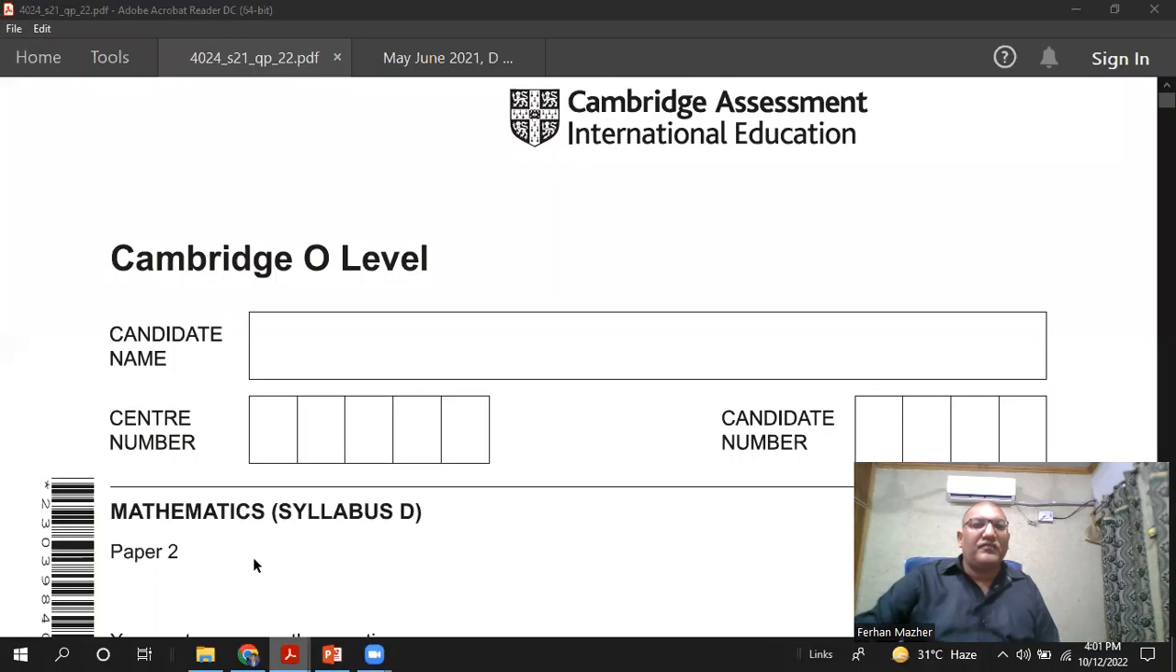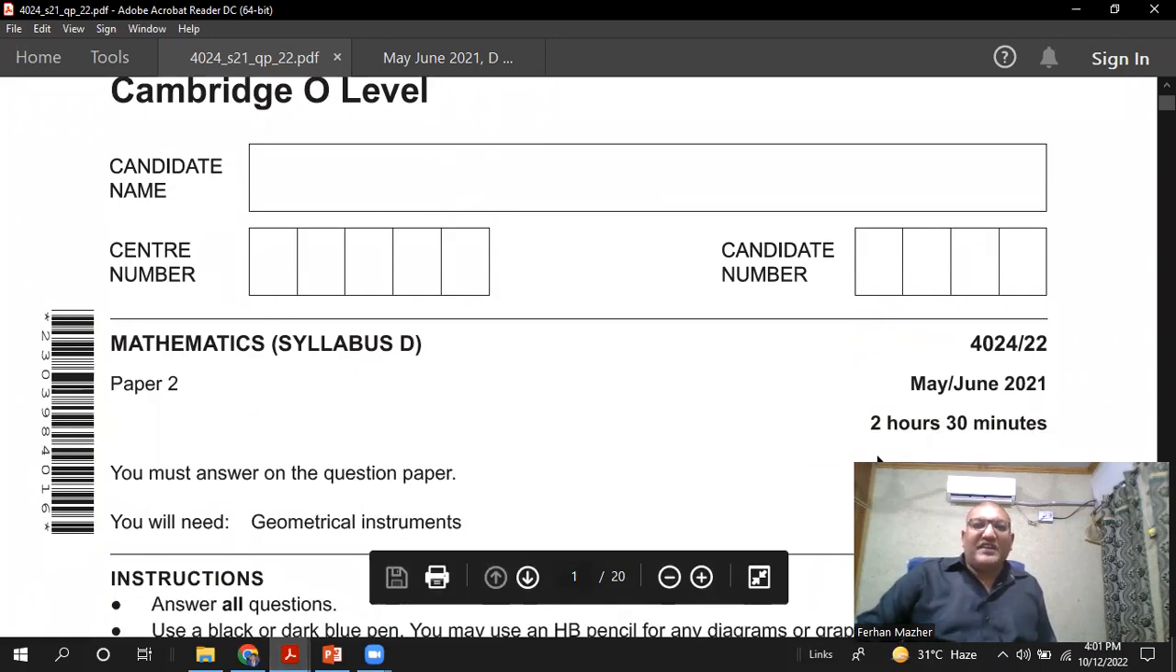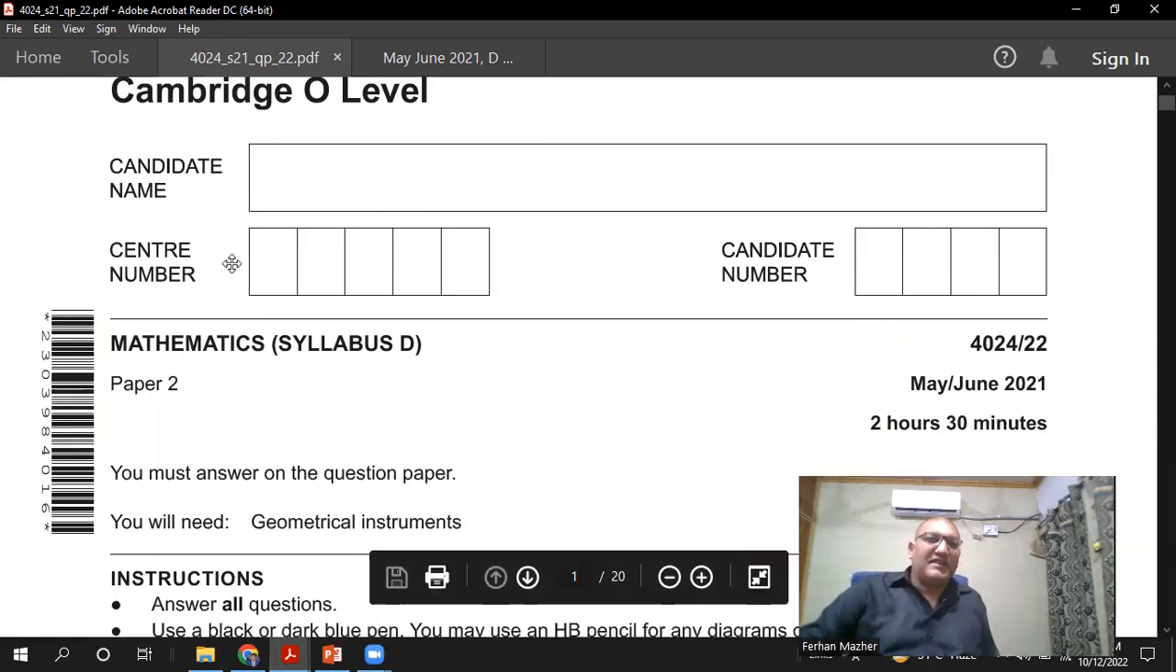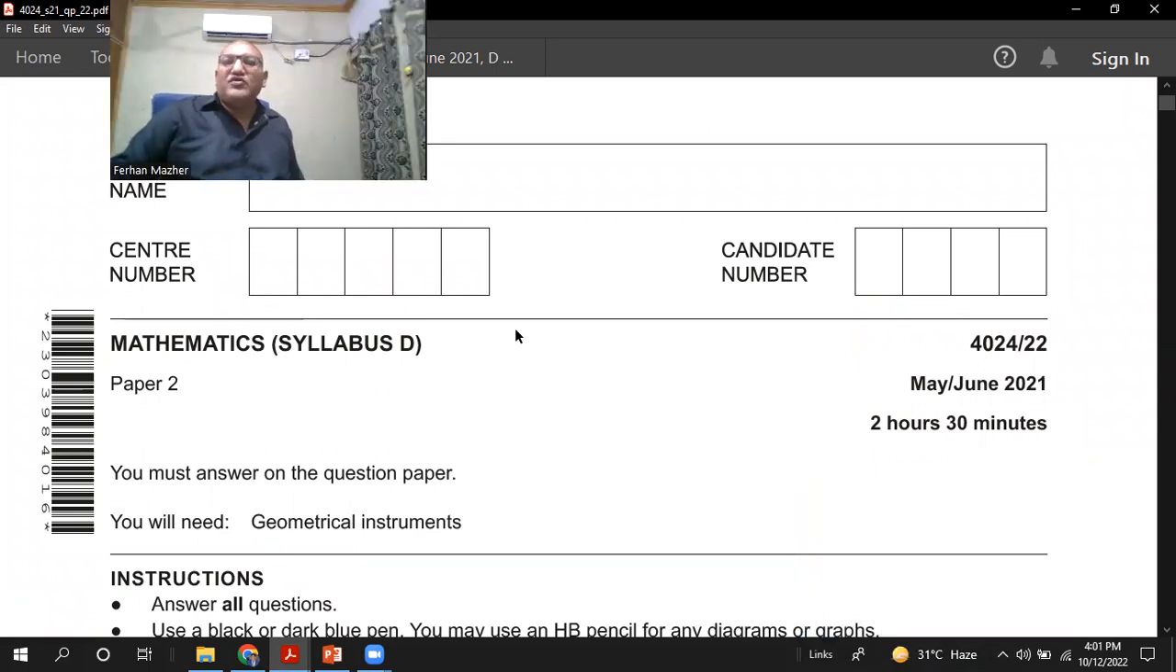So this is the paper coming up on your screen. You can see it is May-June 2021, Paper 2. The code of the subject is 4024. The time allowed is 2 hours and 30 minutes. So let's start, and here we go.